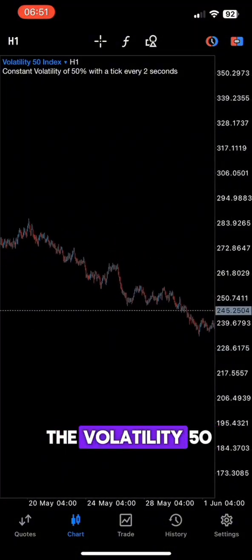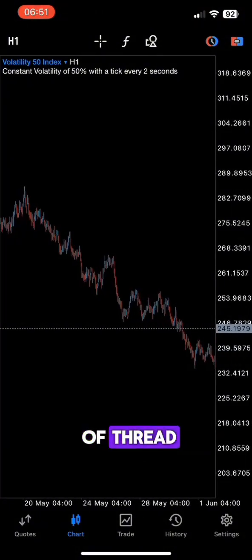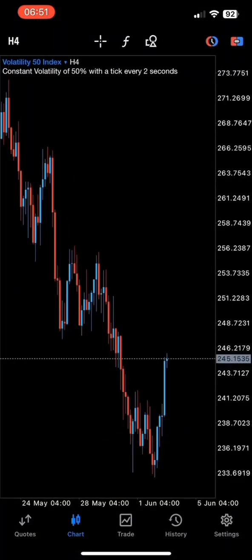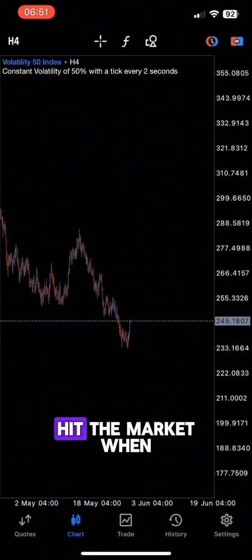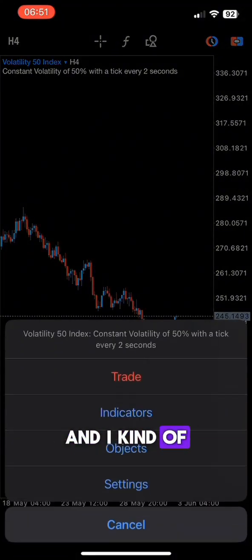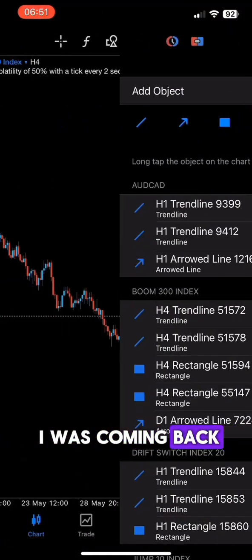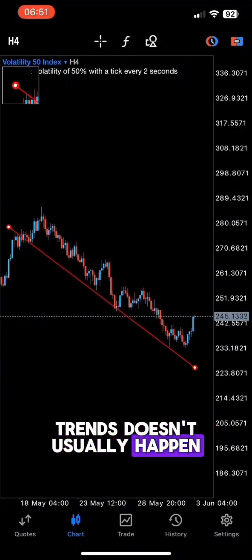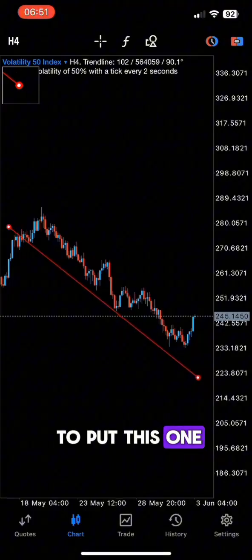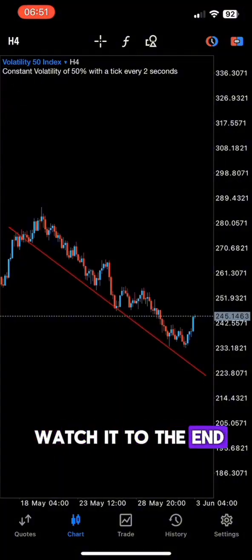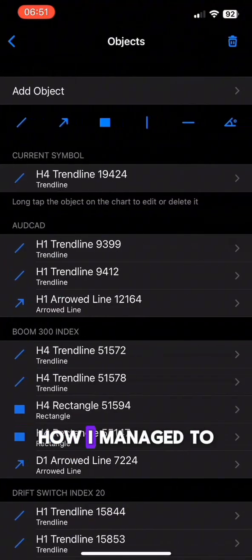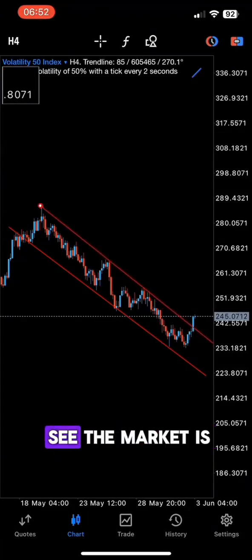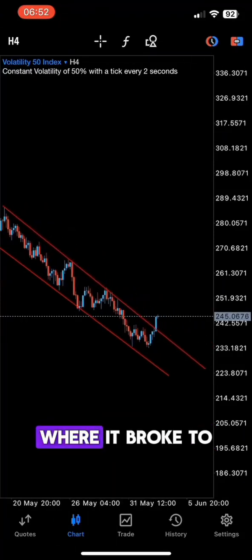And then now we visit the volatility 50. So in this kind of trade, in this kind of chart, this is where I did a very, very good job, because I kind of hit the market when I was going, and I kind of hit the market when I was coming back. So this is very interesting because this kind of trades doesn't usually happen, however, I managed to put this one. So you might want to watch it to the end so that you can understand how I managed to put this one through.